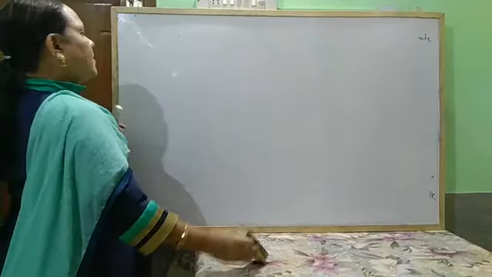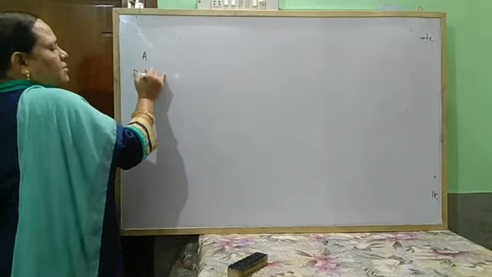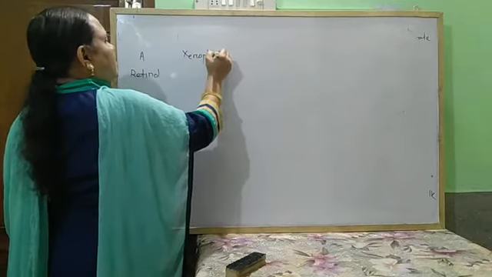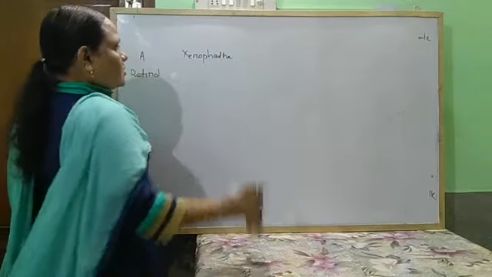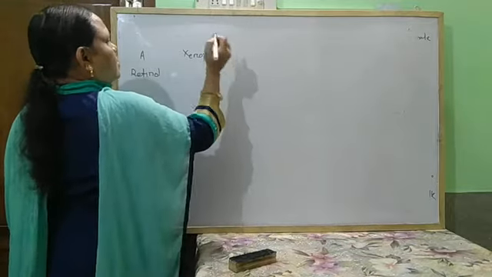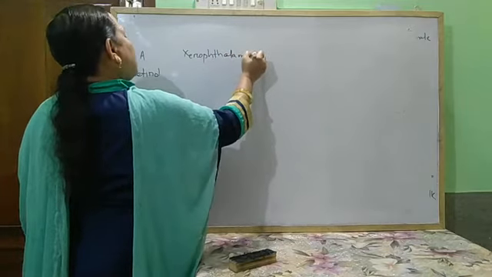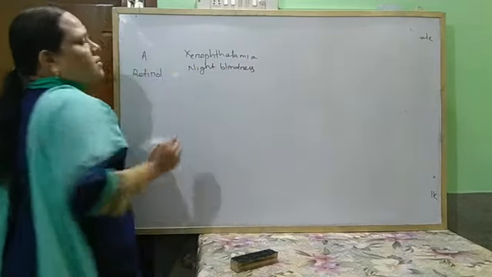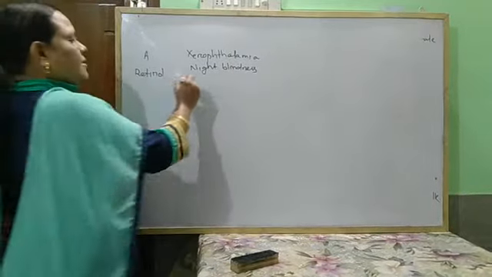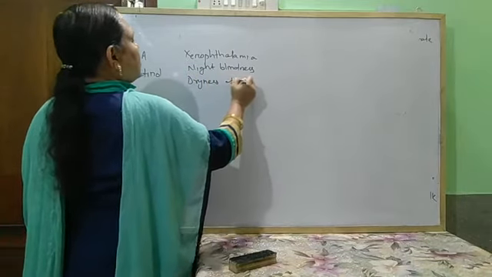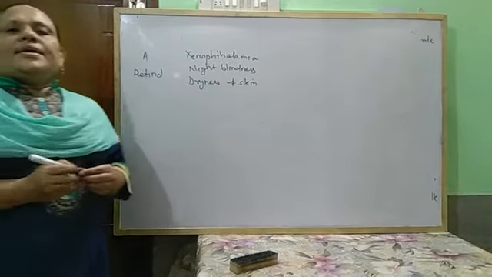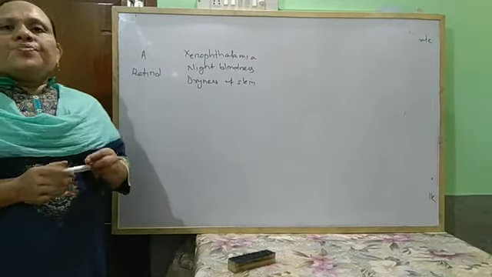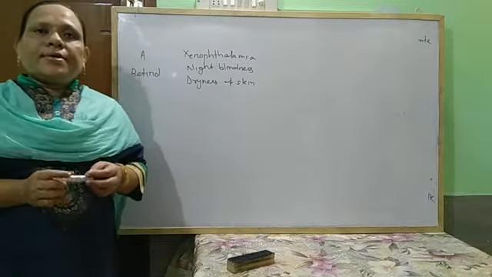Now let us discuss the deficiency diseases of different vitamins and their chemical names. Vitamin A is known as retinol, and its deficiency diseases are xerophthalmia and night blindness. It is also a cause of dryness of skin. It is generally found in colored vegetables and fruits like carrot, papaya, and also in milk, butter, egg, etc.